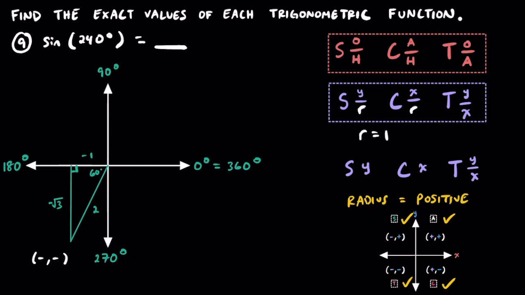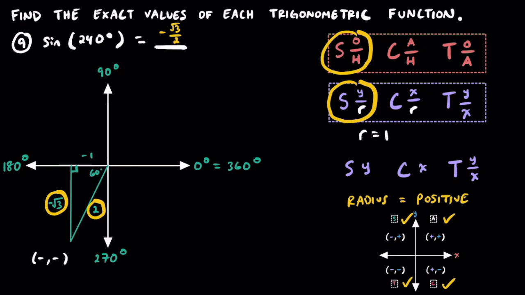So if we take sine of 240 degrees, well, sine is opposite over hypotenuse, or the SO in SOHCAHTOA, or the S in CAST. If we look at that, it should be our y value over the r value. And we can simply say that this is going to be -√3 over 2.